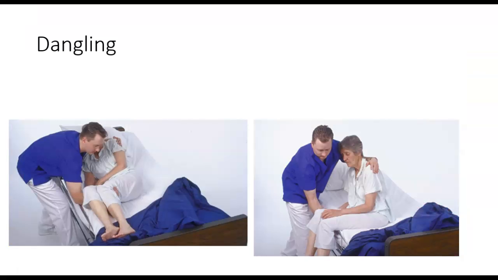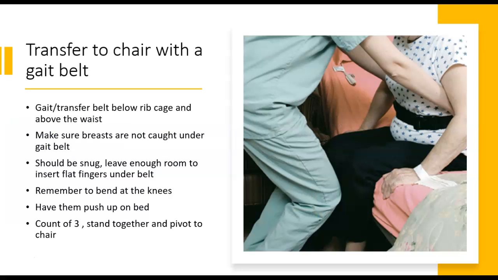Dangling is help moving a person to sit on the side of the bed. You see he has his arm all the way around, wrapped around the top of her shoulder, and his arm underneath her knees. He's rolled the head of the bed up and is going to assist her to dangle in the bed. You're going to transfer to a chair with a gait belt.